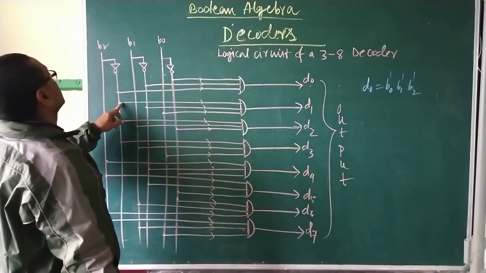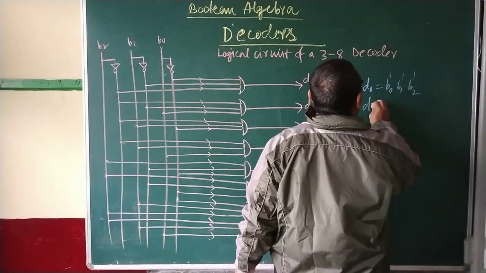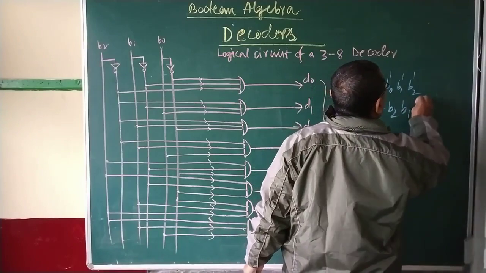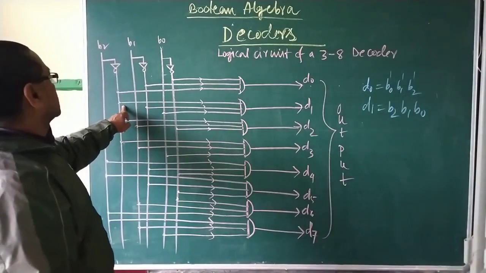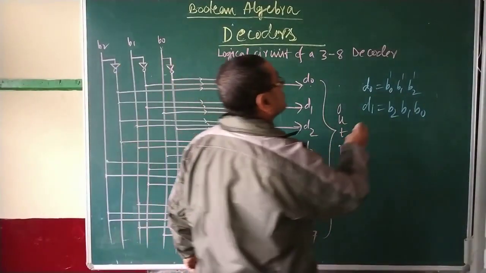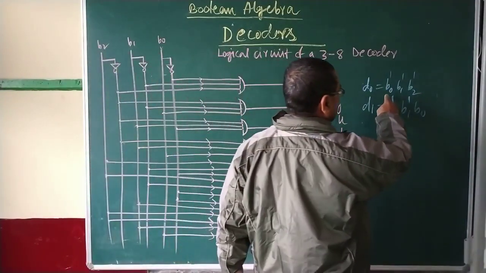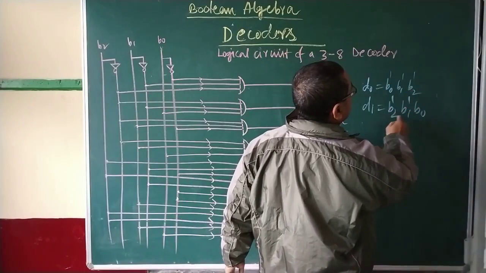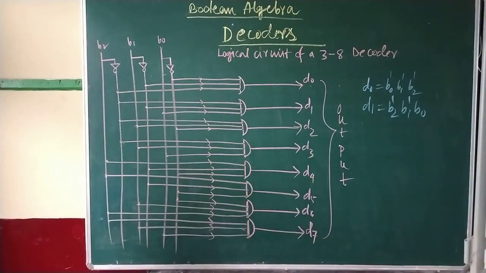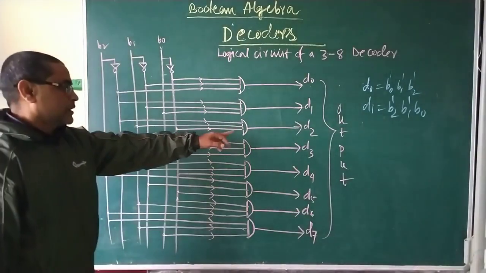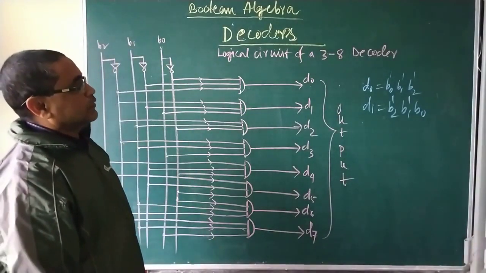Now D1 equal to B2 complement, B1 complement and B0. So here this one B2 complement, then B1 complement, and B0. You might say that I am writing B0, B1, B2 here and B2, B1, B0 there. That will not be a problem because all are AND gates. So you can write it. This is the way all are coming and you have to write this side also. These are the outputs already. This is the logical circuit of a 3x8 decoder.